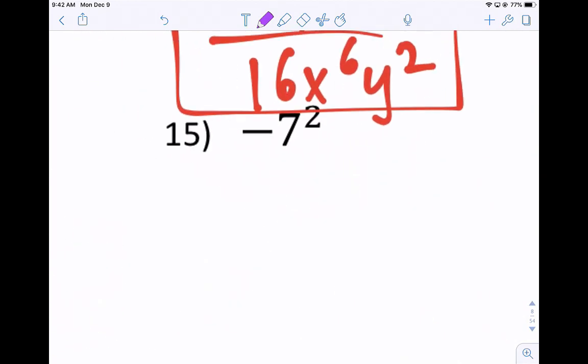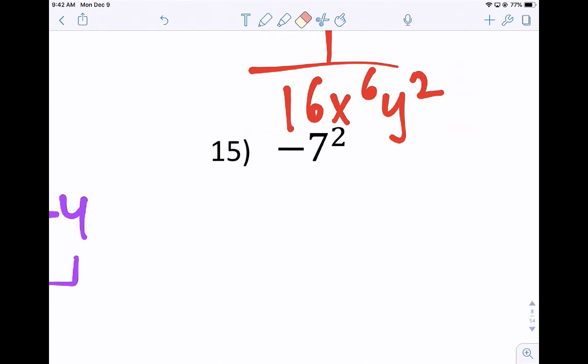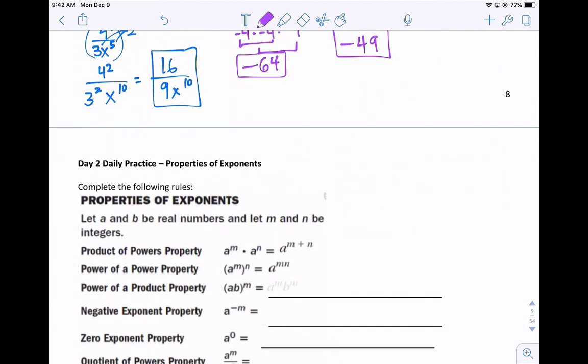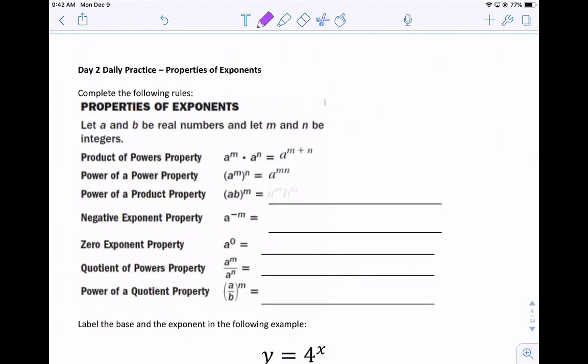In our last one, it's negative 7 squared, and notice we do exponents before we multiply by negative 1, so it'll be negative 49. Okay, so exponents come before multiplying by negative 1. All right, your assignment will be to name and practice these properties of exponents.